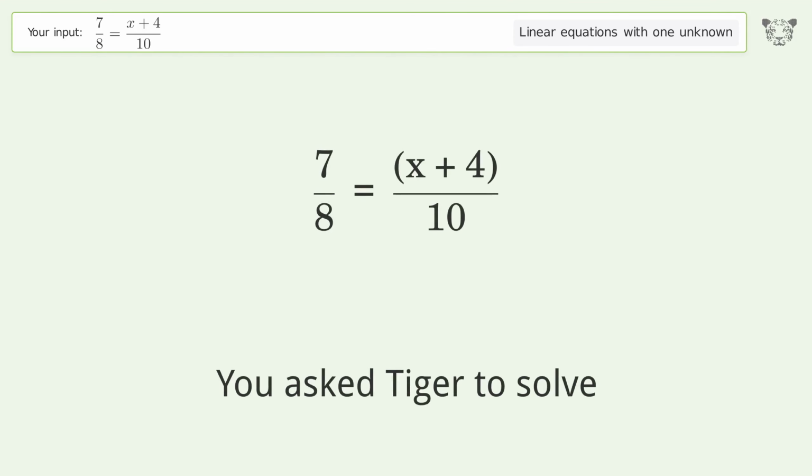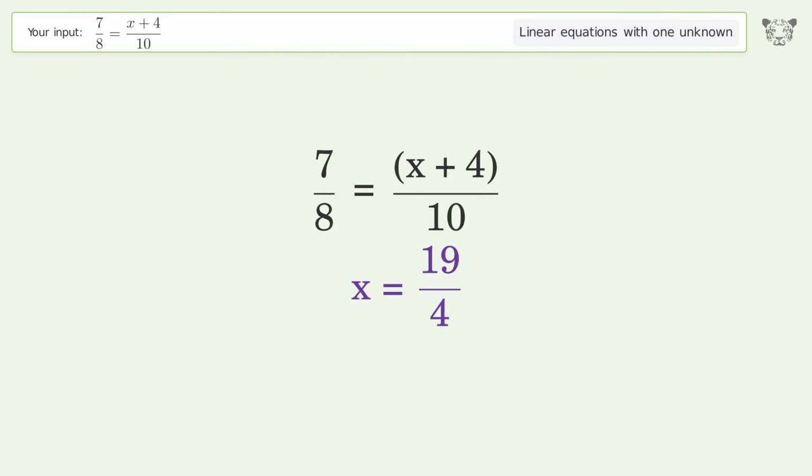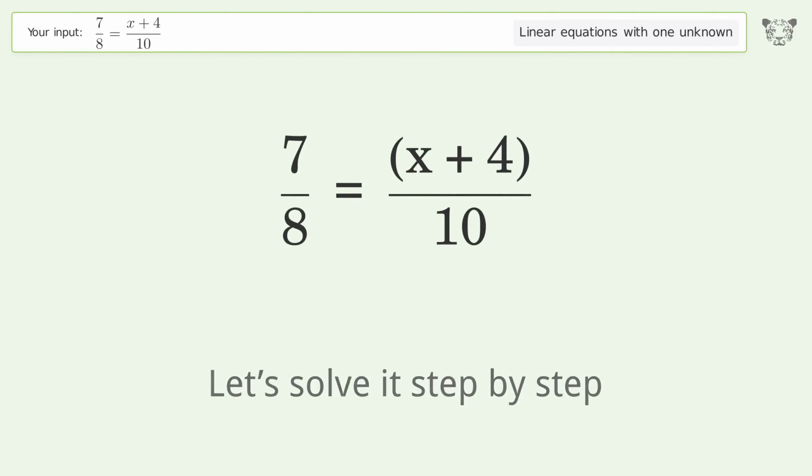You ask Tiger to solve. This deals with linear equations with one unknown. The final result is x equals 19/4. Let's solve it step by step.